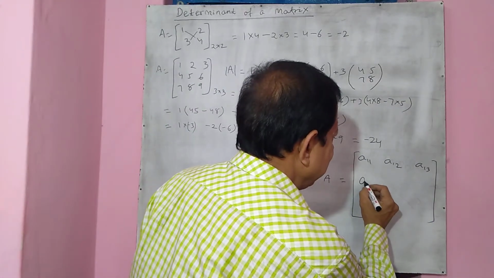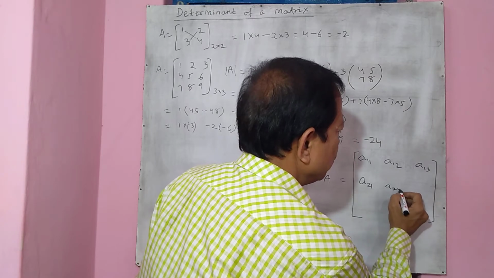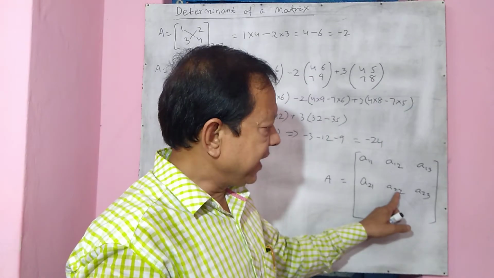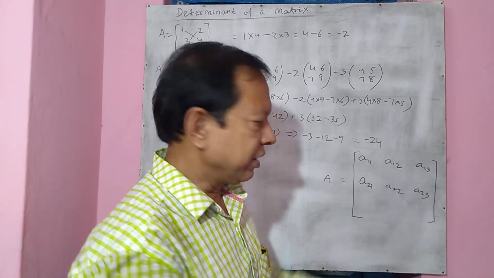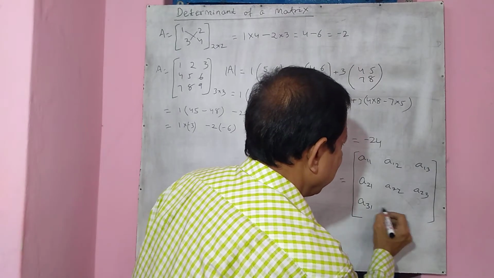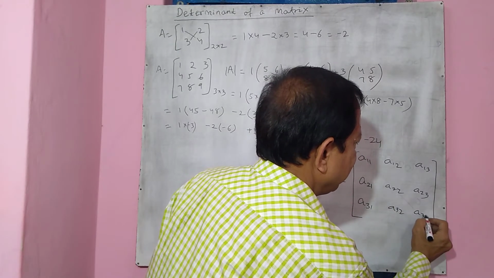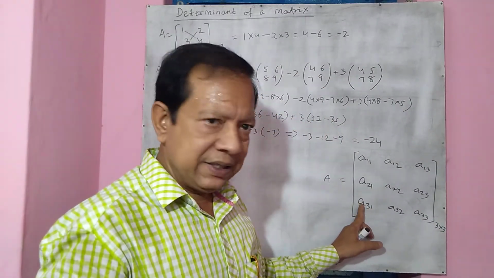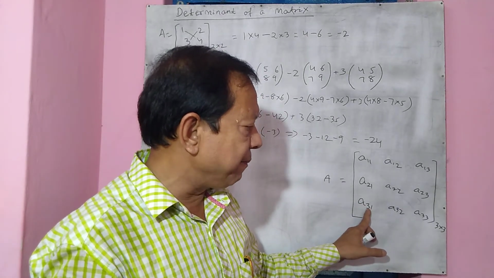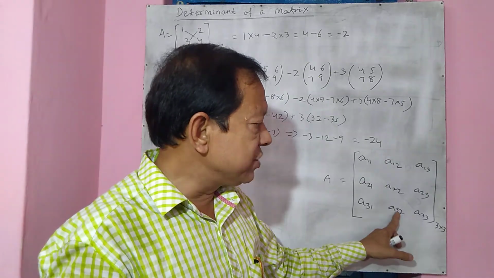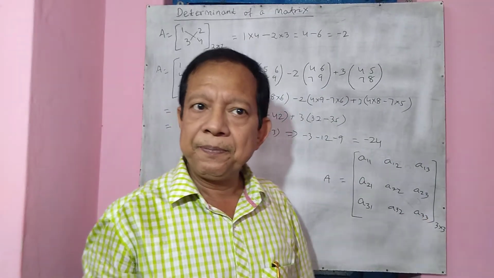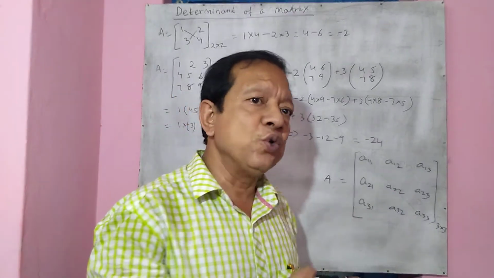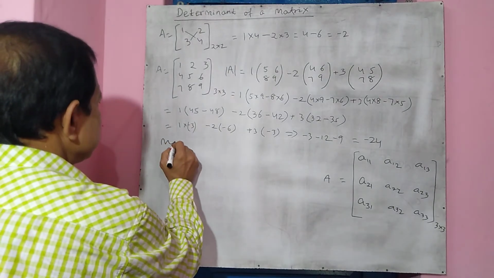Similarly, I can write A21, A22, A23. Means second row, first column, second row, second column, second row, third column. Again, if I say A31, A32, A33. Now here the numbers of A, that is 31, this represents first is row, second is column. This is row, this is column, this is row, this is column. Similarly, when we find out the minors, we have to also say, let us say minors of a matrix.